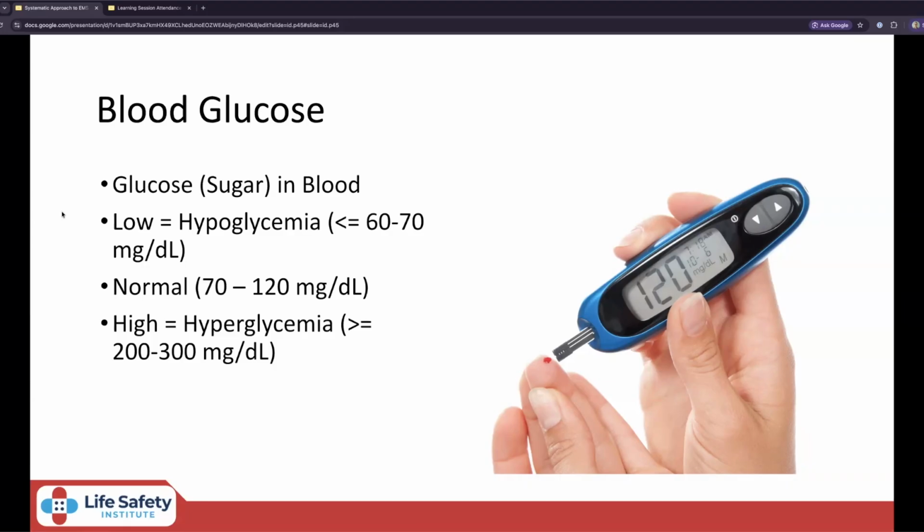Hypoglycemia: hypo, low; glycemia, sugar. Low blood sugar is below 60 or 70. Normal is about 70 to 120. And then high blood sugar, hyperglycemia, is a reading of 200 to 300. We'll talk about the different things and what this means as we go through the medical chapter. But recognize that one of the things we'll do is check blood sugars, and this will be fairly important, and we'll get plenty of practice doing it.